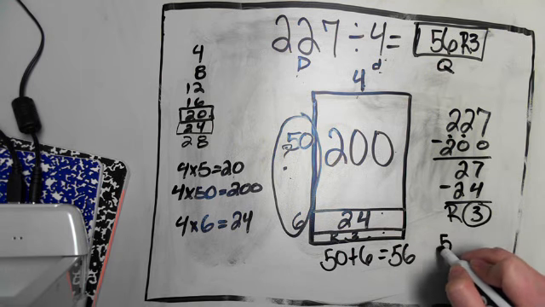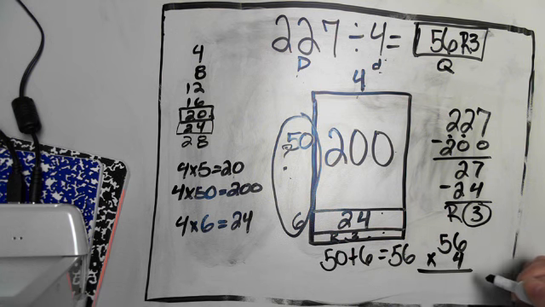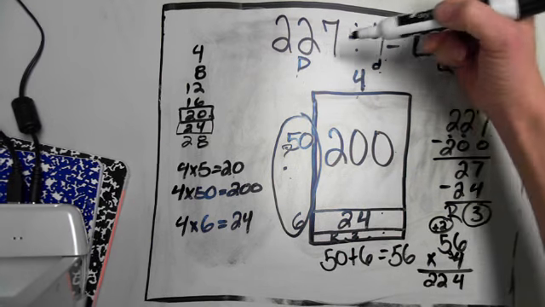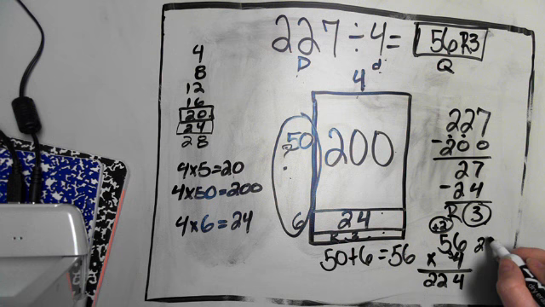So if we multiply that, that would be 56 times 4. 6 times 4 is 24. Drop your 4, carry your 2. 5 times 4 is 20, plus your 2 more is 22, which doesn't give us our original number because we have to remember to add back that remainder.